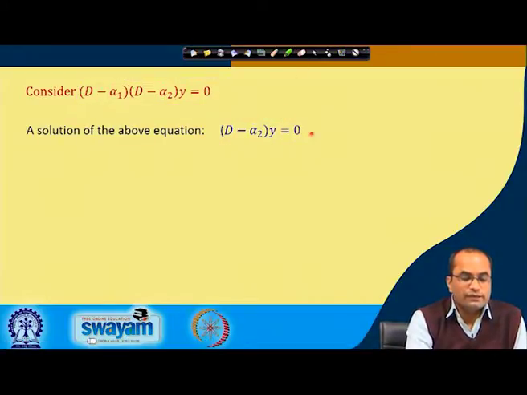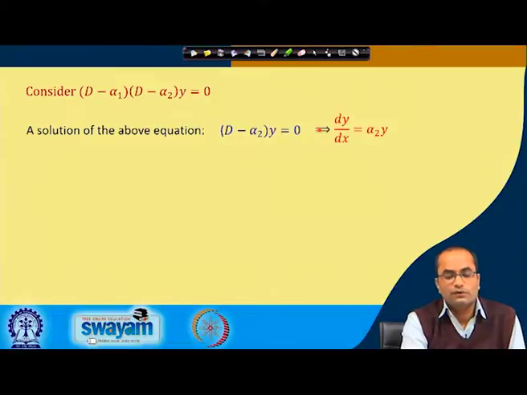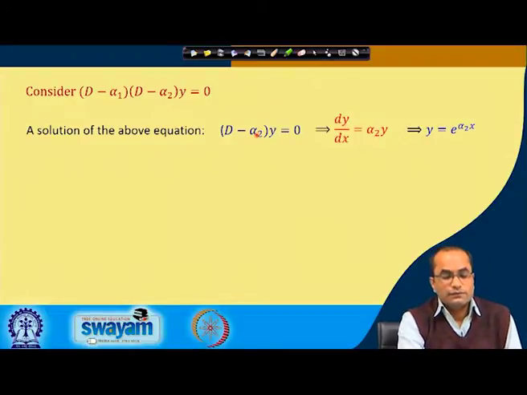So, how to get the solution of this differential equation? That is easy, it is a first order differential equation. We can write it in this form: dy over dx minus alpha 2 y is equal to 0.